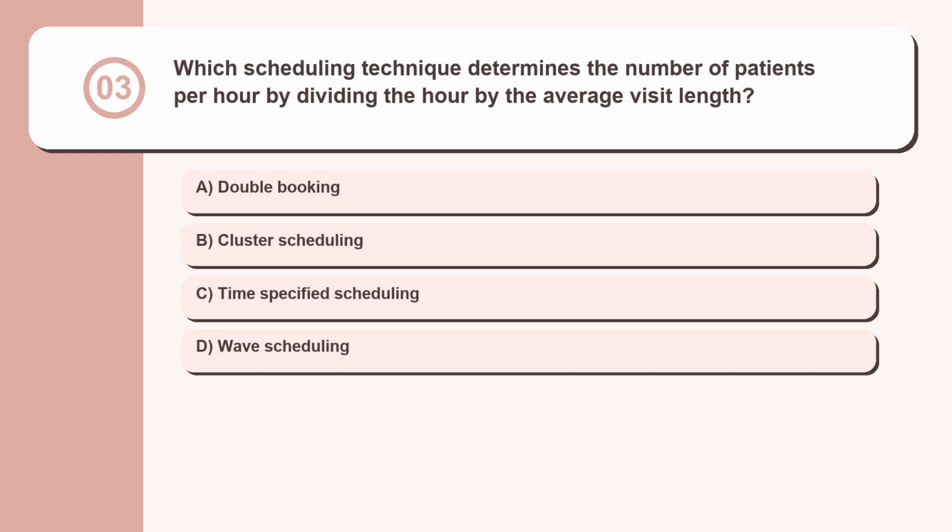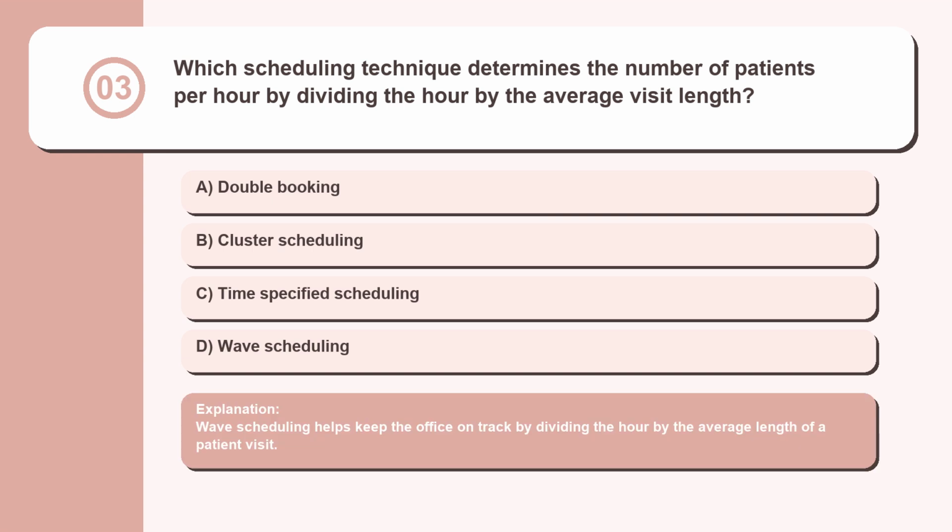Question 3. Which scheduling technique determines the number of patients per hour by dividing the hour by the average visit length? Here are your options. Option A, double booking. Option B, cluster scheduling. Option C, time-specified scheduling. Option D, wave scheduling. Explanation. Wave scheduling helps keep the office on track by dividing the hour by the average length of a patient visit.